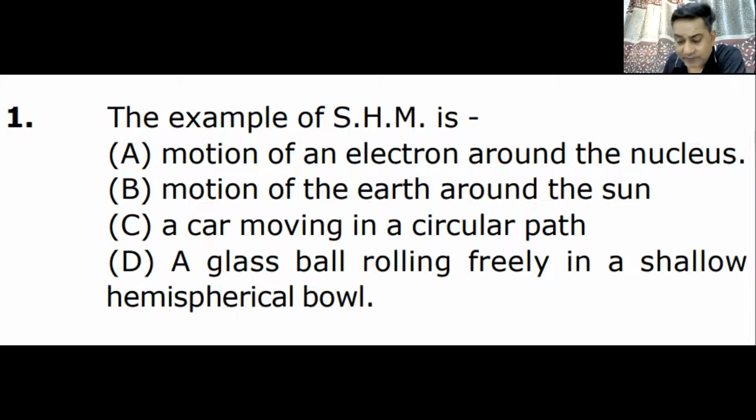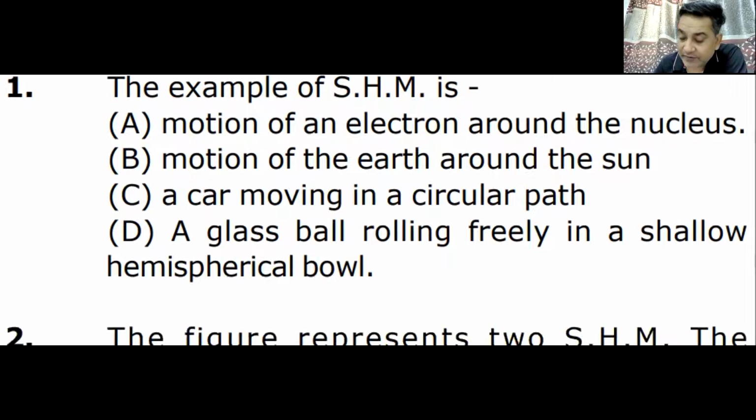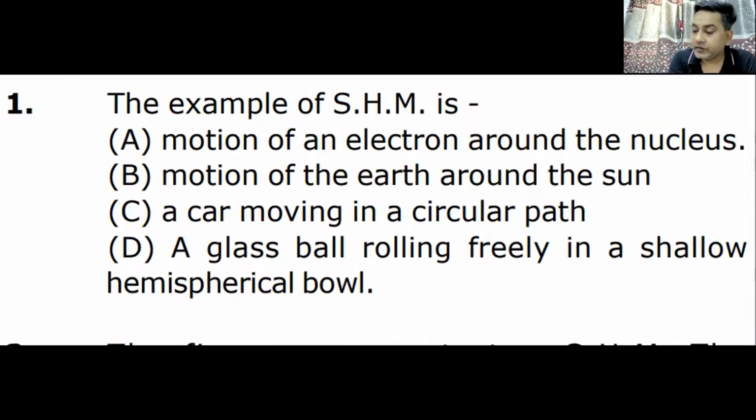One, two, three, four. Obviously, one is not there. Two is not there. Three is not there. The only thing that is possible is option number four, the motion of a ball moving in a hemispherical bowl. Do we understand this? Yes or no? Yes, sir. Okay, that is the first question.